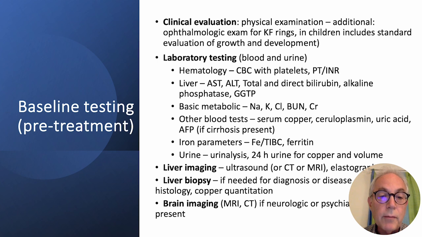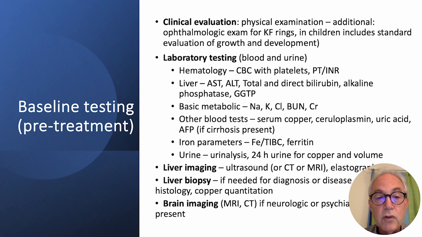Other testing is laboratory testing, liver imaging, liver biopsy if it's needed for diagnosis or disease, and that includes histology and quantitation of the copper in the specimen, as well as brain imaging, MRI or CAT scan, if there are neurologic or psychiatric symptoms present at the outset.